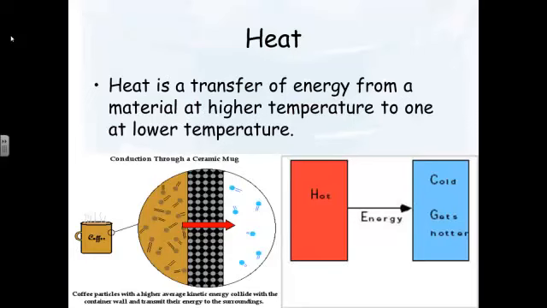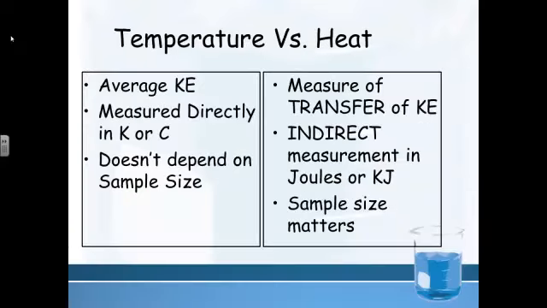Heat is a transfer of energy from a material at a higher temperature to one at a lower temperature. Imagine hot coffee in a mug. The hot coffee particles have a high kinetic energy and collide with one another. And they also collide with the wall of the container, and they transfer their energy to the wall of the mug, which then transfers it to the surroundings. So heat transfers from a body of higher temperature to a body of lower temperature.